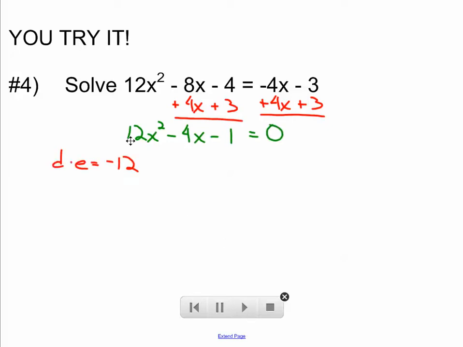I'm going to look for factors of negative 12. 12 times negative 1 that add up to negative 4. That's our b value. So pretty quick on this one. Negative 6 times 2 is negative 12. Negative 6 plus 2 is negative 4.